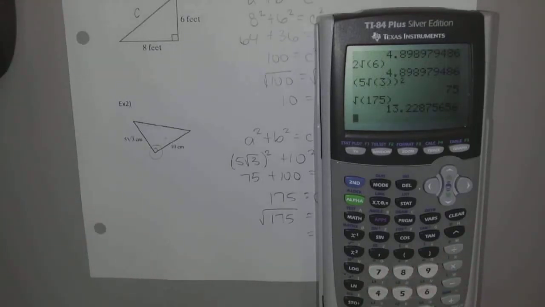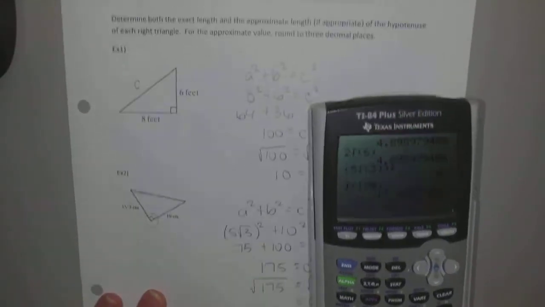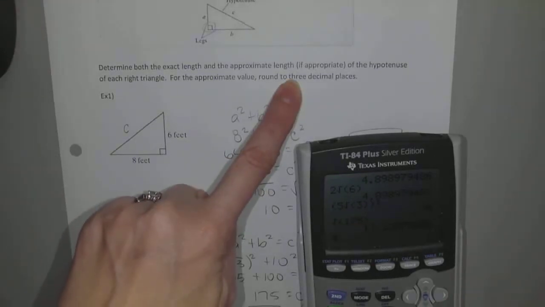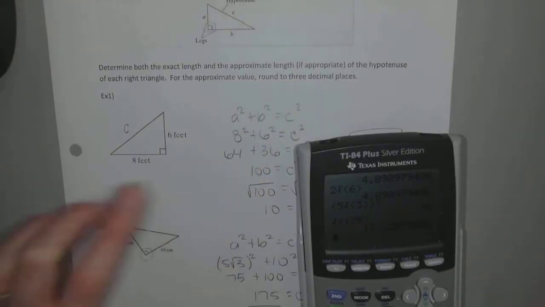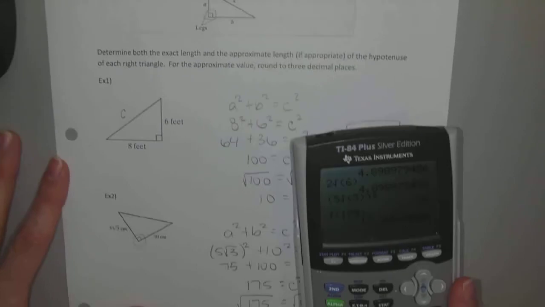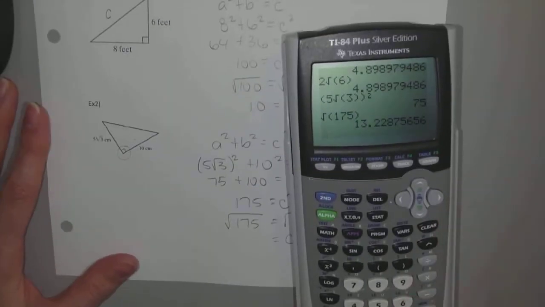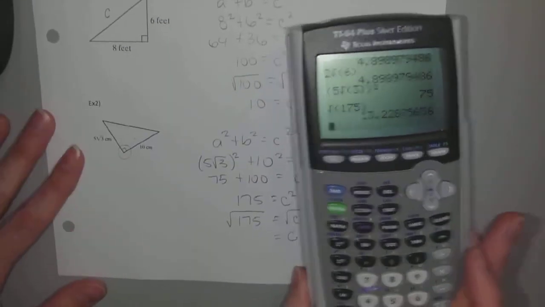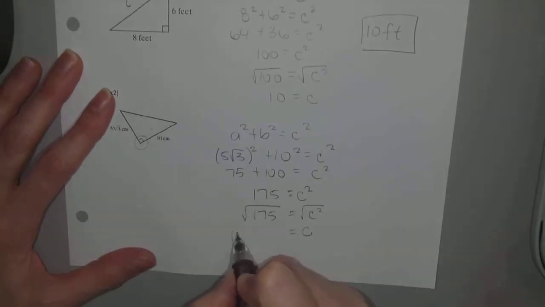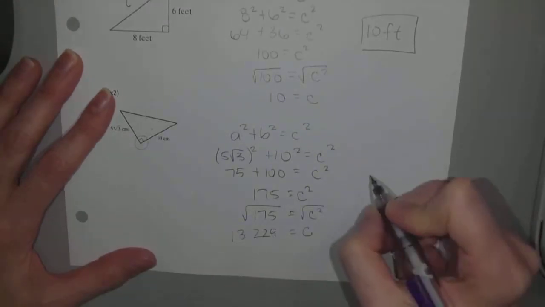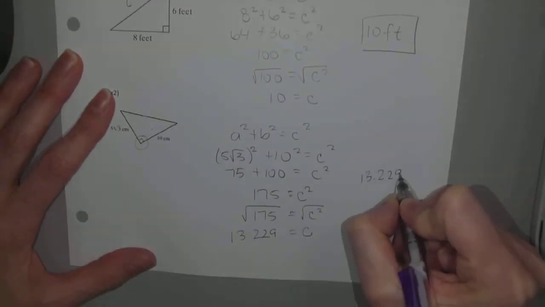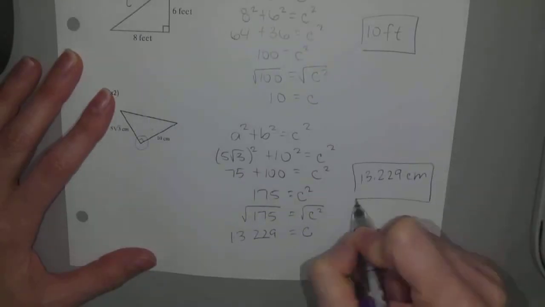And if he's not, I go back to the instructions to see if they wanted me to reduce it in radical form, or can I just round? And if you go up here, it says round to 3 decimals. We don't have to do a whole lot of work. We'll just round to 3 decimals. 228 has a 7 behind it, so that will turn to 229. So C is 13.229. So that is going to be our answer with centimeters.